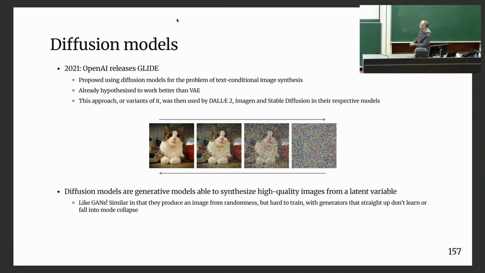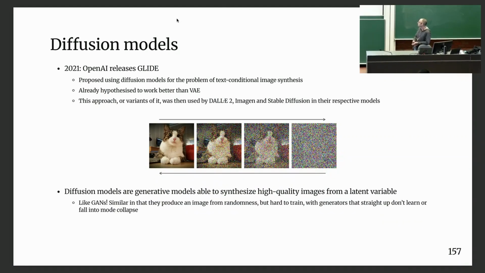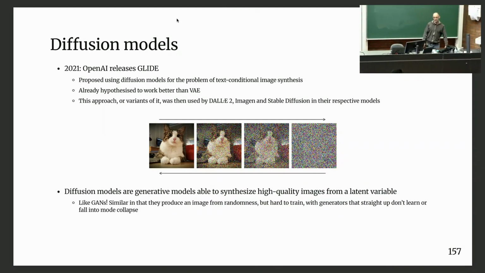They're similar to GANs in that they produce an image coming from randomness, but GANs are hard to train, and generators can fall into mode collapse, so this approach works better. It turns out that this is the easier way to set up an image generation model like that.